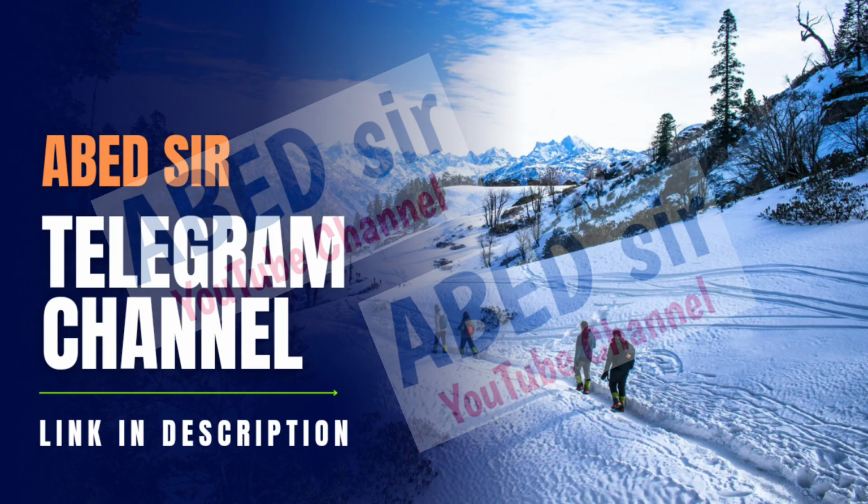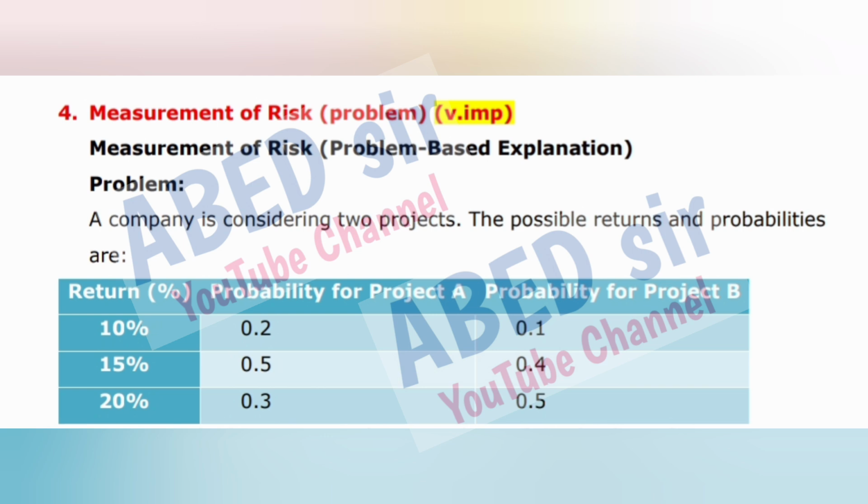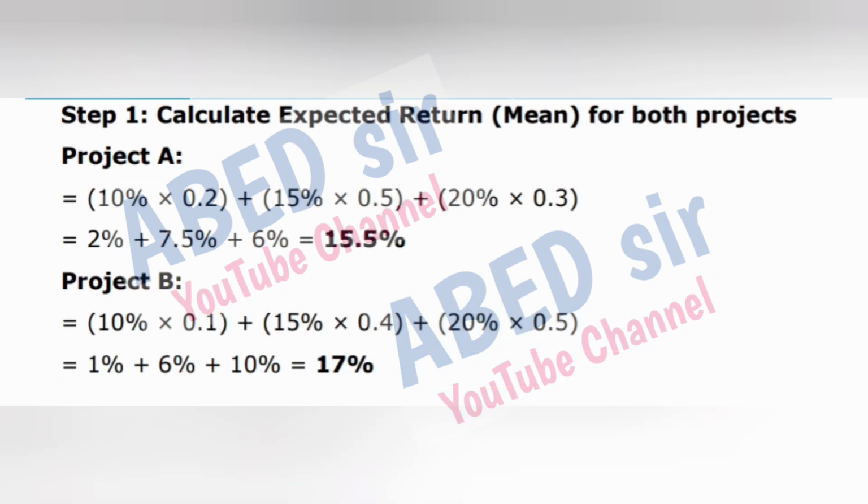Next important short question is 4, measurement of risk, problem. Measurement of risk, problem-based explanation. Problem: a company is considering 2 projects. The possible returns and probabilities are: return 10%, probability 0.2 for project A and 0.1 for project B; 15%, 0.5 and 0.4; 20%, 0.3 and 0.5. Step 1. Calculate expected return, mean, for both projects.